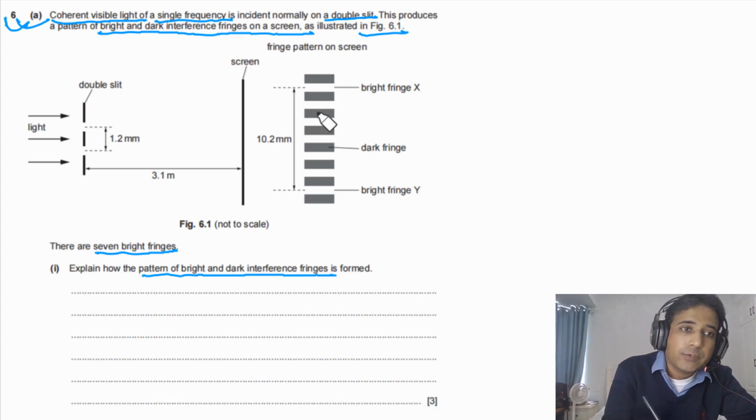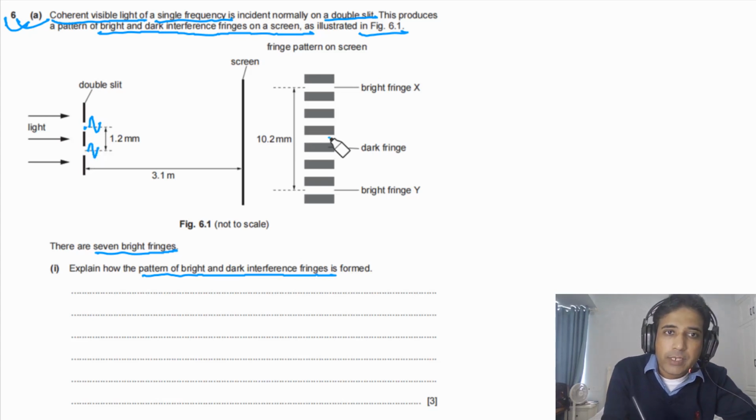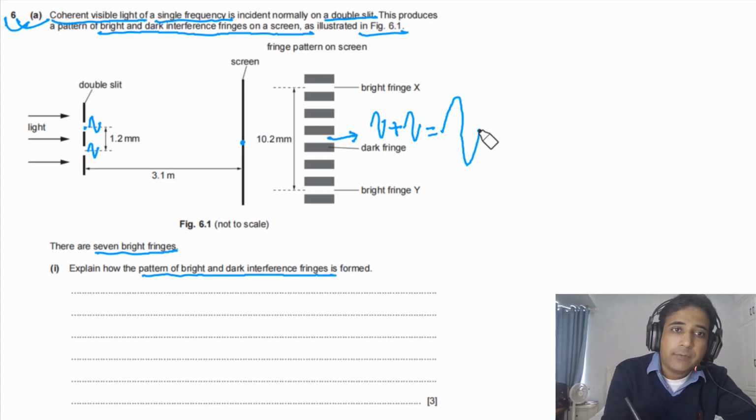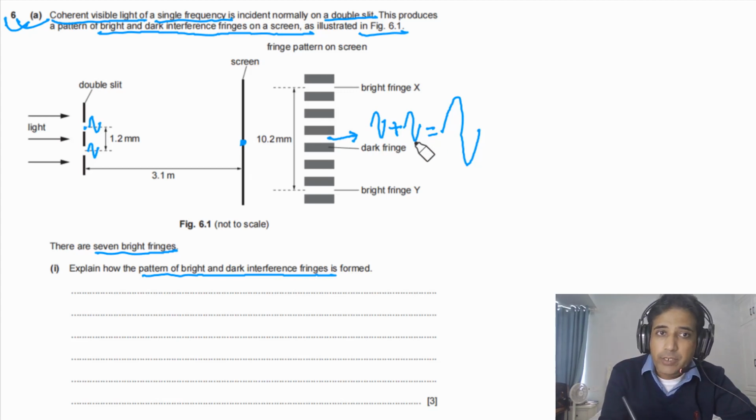In order to answer this question, first we need to understand that waves at this point are in phase. Now first of all, we will look at the bright fringe and how it is formed. This bright fringe is formed if the waves at this point on the screen are again in phase, so we will see a super wave, a super crest like this. This is due to constructive interference, and when the waves meet on the screen in phase, they will form bright fringes. So simply we can say bright fringes are formed when the waves are in phase.